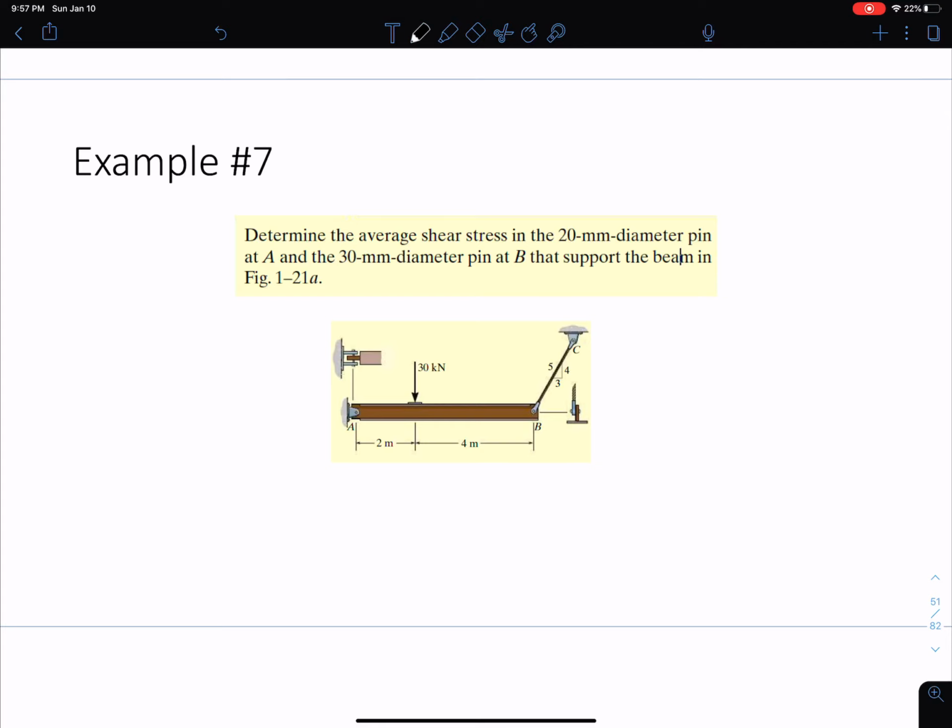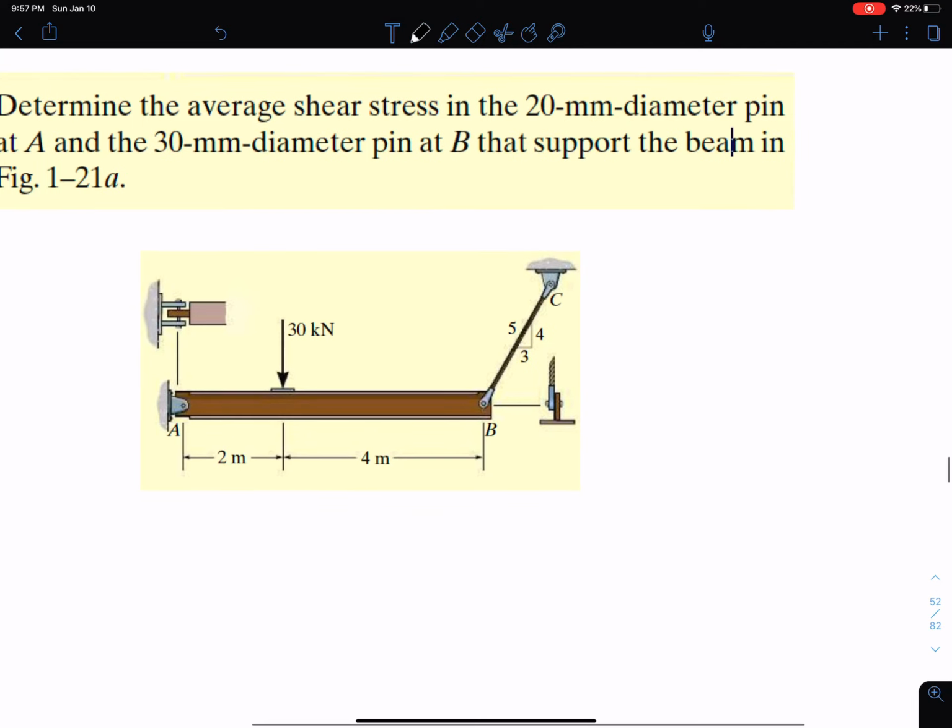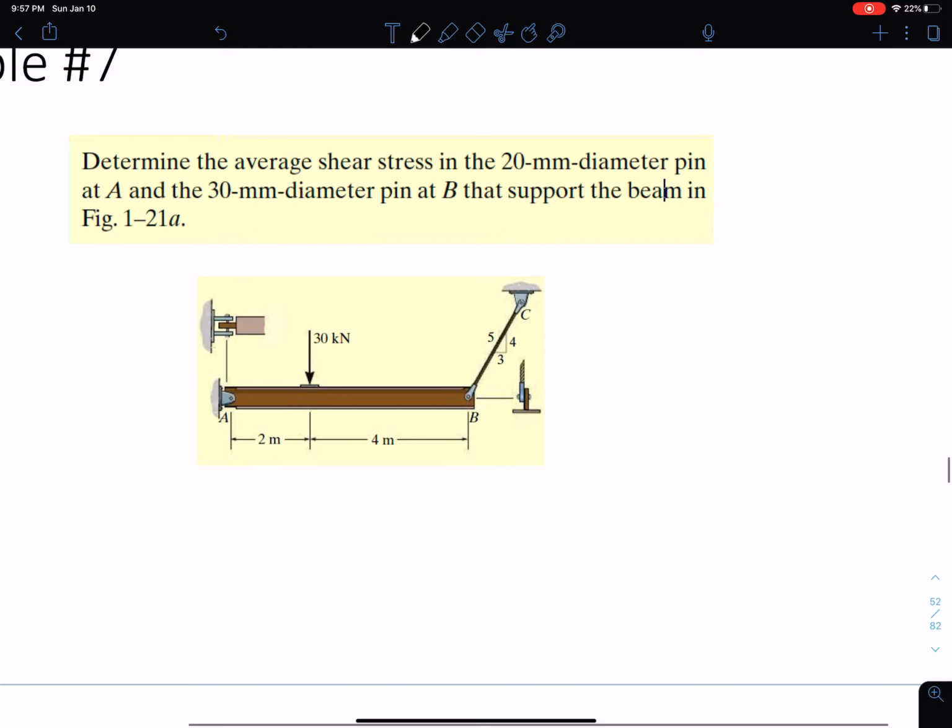Okay, so let's start by drawing the free body diagram here. Actually, let's read the problem. Determine the average shear stress in the 20 millimeter diameter pin at A. So they're telling us there's a pin at A, which means it resists translation in the X and Y direction, and in the 30 millimeter diameter pin at B that supports the beam in the figure. So we have two pins here, but we have a two force member connecting that pin to C. So we're going to represent B by one force, that tension in the cable here.